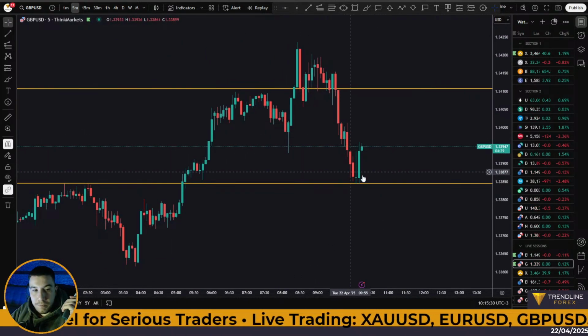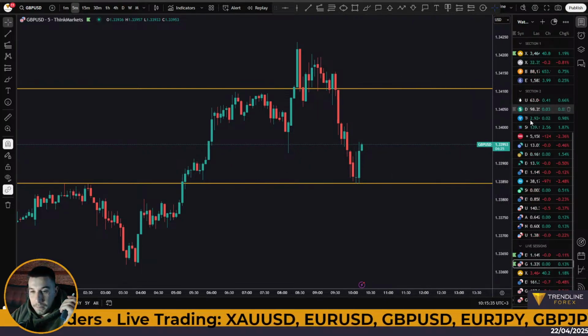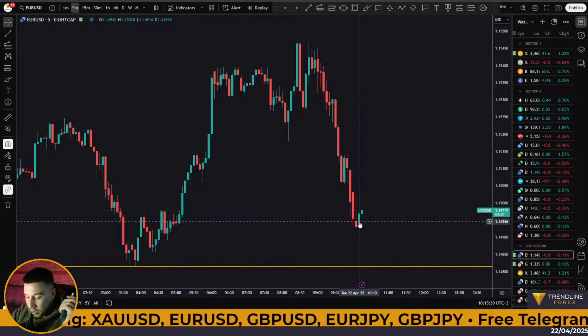A nice 5-minute bullish momentum candle here on GBP/USD. We probably didn't get quite the same thing on EUR/USD though.